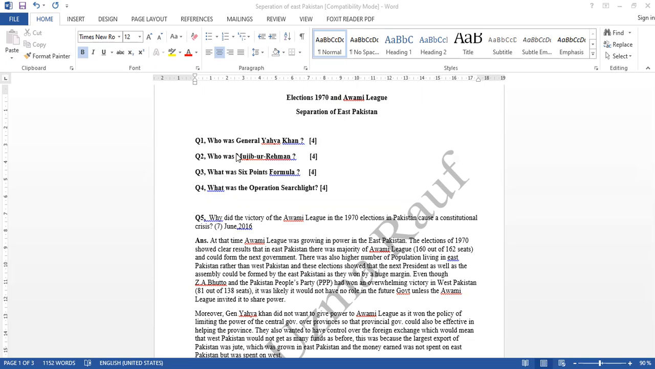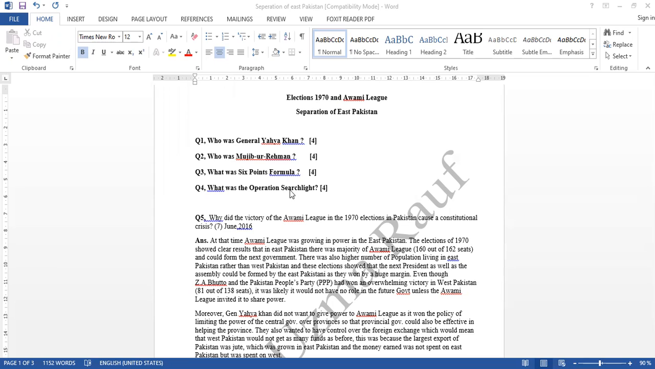7 mark question. सो हमने जो इस टॉपिक के अंदर क्वेश्चन अटेम्प्ट किए हैं उनमें क्वेश्चन नंबर 1 हमारा था who was General Yahya Khan. Then question number 2, who was Mujibur Rahman? And then question number 3, what was 6-point formula? Number 4 was what was the Operation Searchlight?